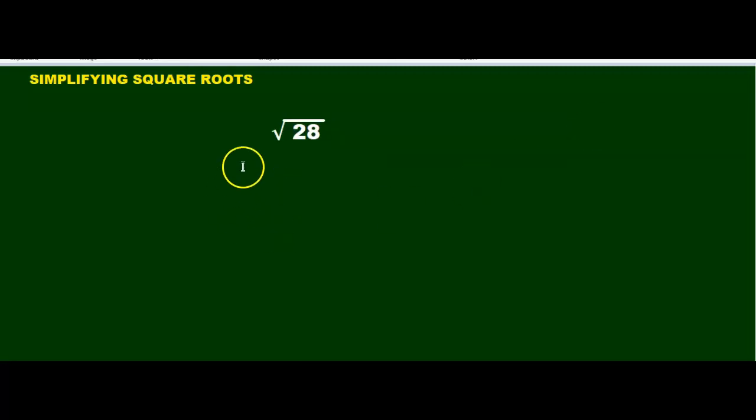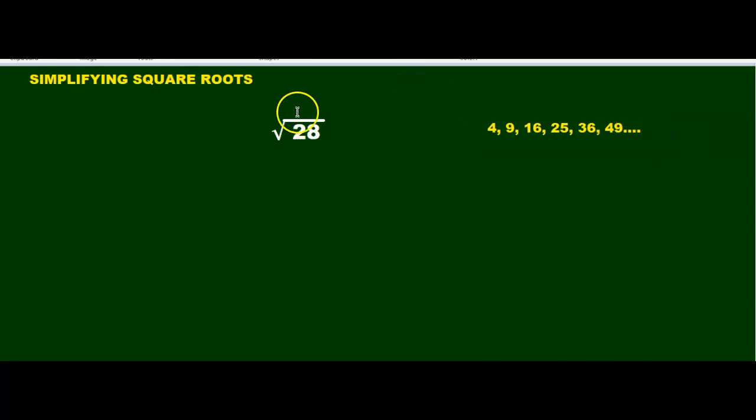Square root of 28. Now, 28 is not a perfect square. So to simplify it into its simplest radical form, we have to look at our factors of 28 that are perfect squares. If you recall what perfect squares are, perfect squares would be 2 squared, which is 4, 3 squared, which is 9, 4 squared, which is 16, 5 squared, which is 25, 6 squared is 36, 7 squared is 49, and so on and so forth.